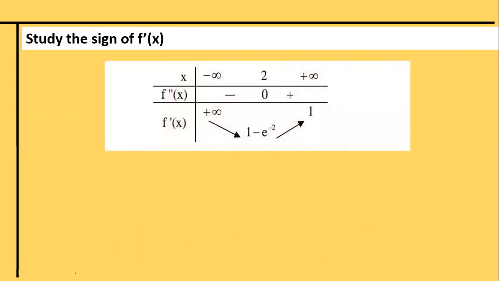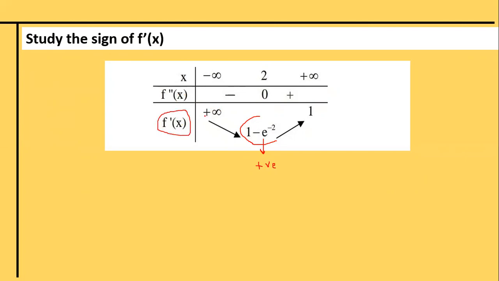In this part, we are going to study the sign of f prime of x. Bring your calculator and calculate 1 minus e to the power minus 2. It will be a positive value. So now, in order to study the sign of f prime of x, I will refer to the table of variation.